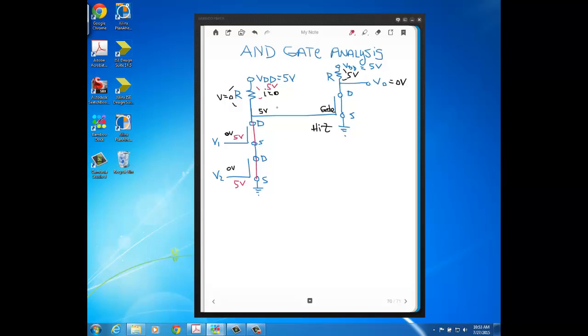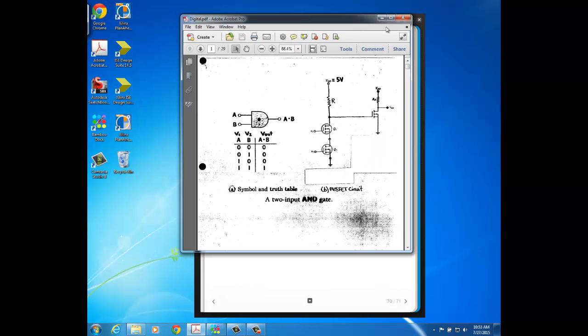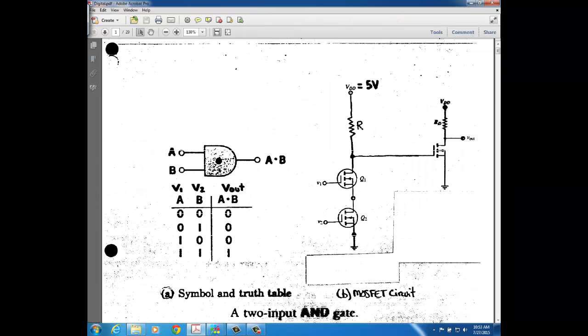dropped across that resistor. You're going to have 0 volts on this gate, and when you have 0 volts on that gate, it's going to make the drain to source of this MOSFET an open, and when it's an open, there's not going to be any current through this resistor. There's going to be 0 volts across that resistor, and now your output's going to be 5 volts. Okay, so that's why in the truth table you see that you only get a 1, 5 volts out when both inputs are 1.